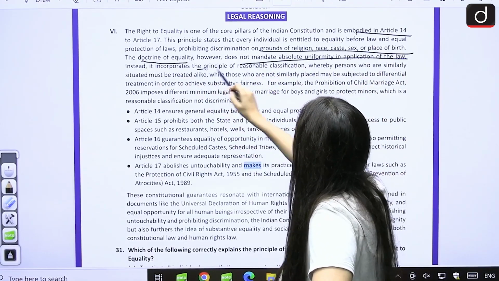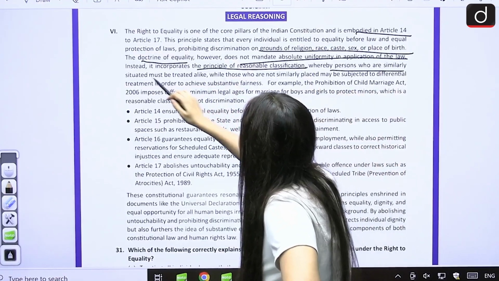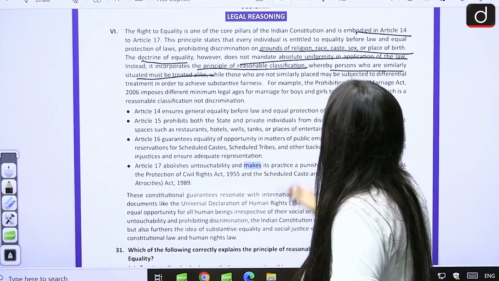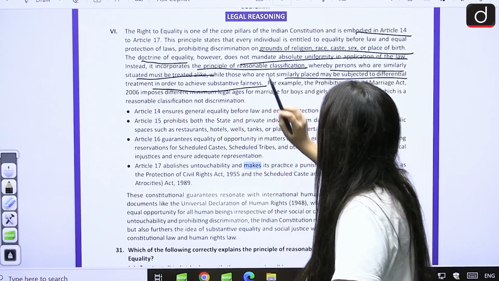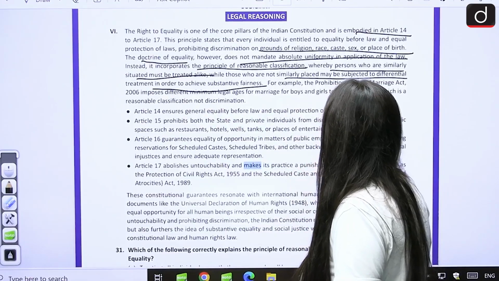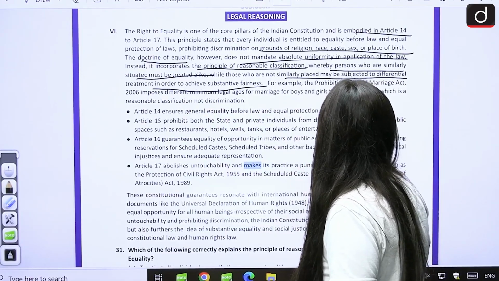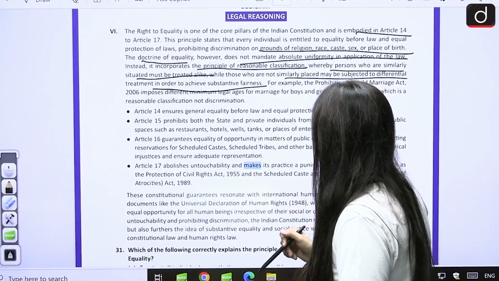Instead, it incorporates the principle of reasonable classification, whereby persons who are similarly situated must be treated alike, while those who are not similarly placed may be subject to differential treatment in order to achieve substantive fairness. Okay. Prohibition of child marriage imposes different minimum legal ages for marriage to protect minors, which is a reasonable classification. अब दिए हुए हैं इसमें, ठीक है.